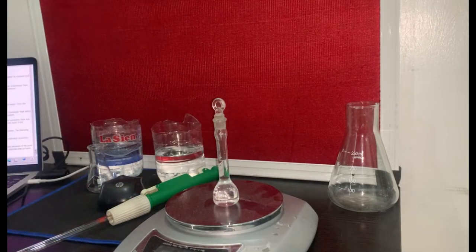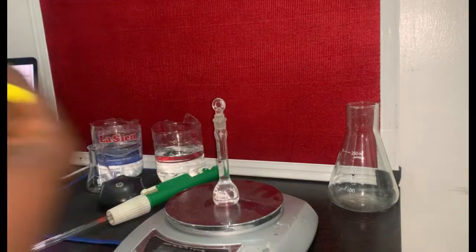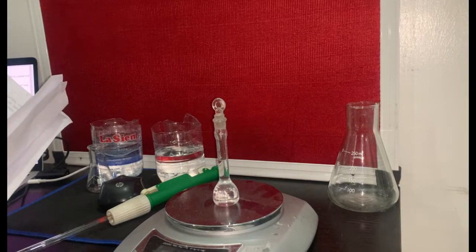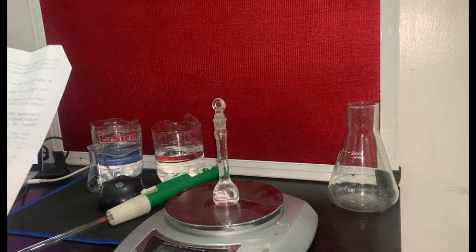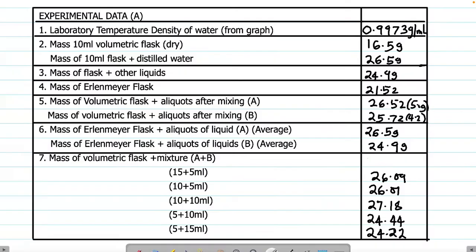And I'll weigh it. The mass of this volumetric flask when filled with water, right up to that mark, gave me 26.5. Okay, it gave me 26.5. So in this case now, I have to come down to my experimental data table and I'll record it. When it was empty, we got 16.5 grams. When it was filled with water, we have 26.5 grams.